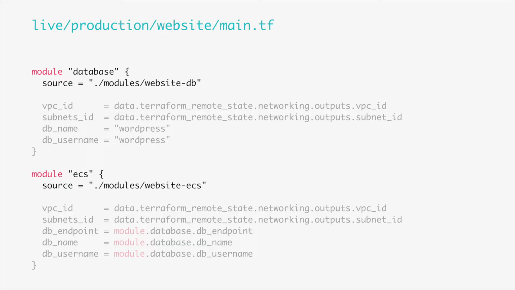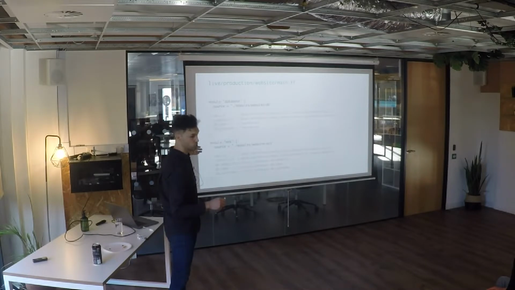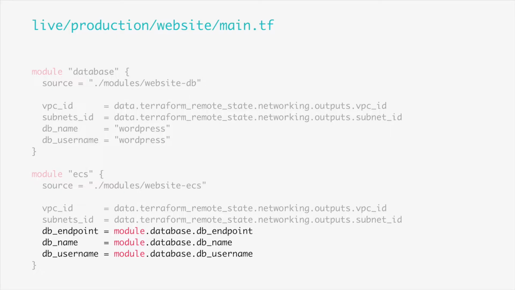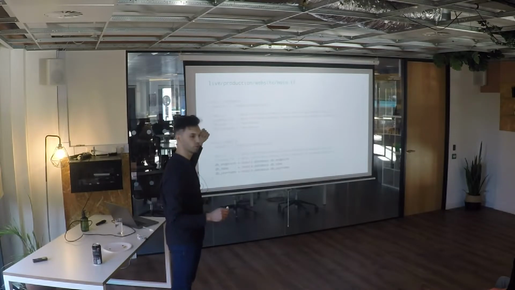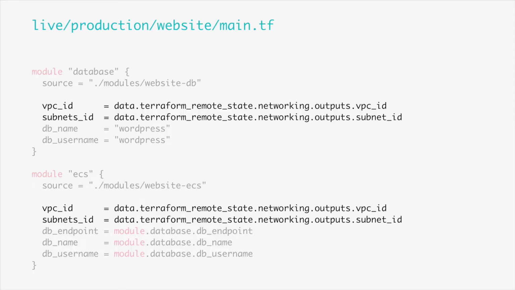So this is an example of a Terraform component, a file inside my Terraform component. So I'm consuming my two modules, my database module and my ECS module. And note how in the ECS module, I'm using the outputs from the previous module. So that's how I'm getting those values.